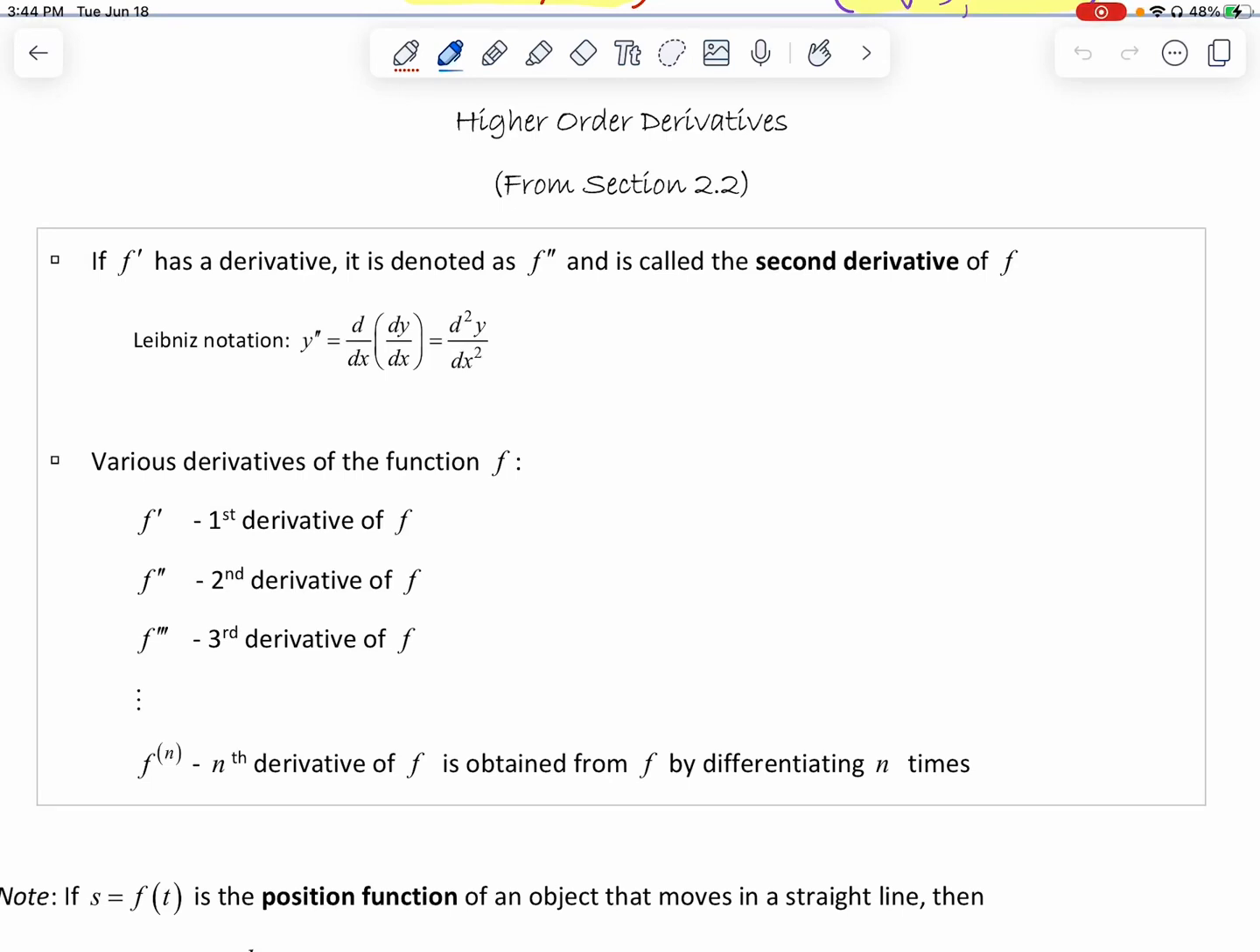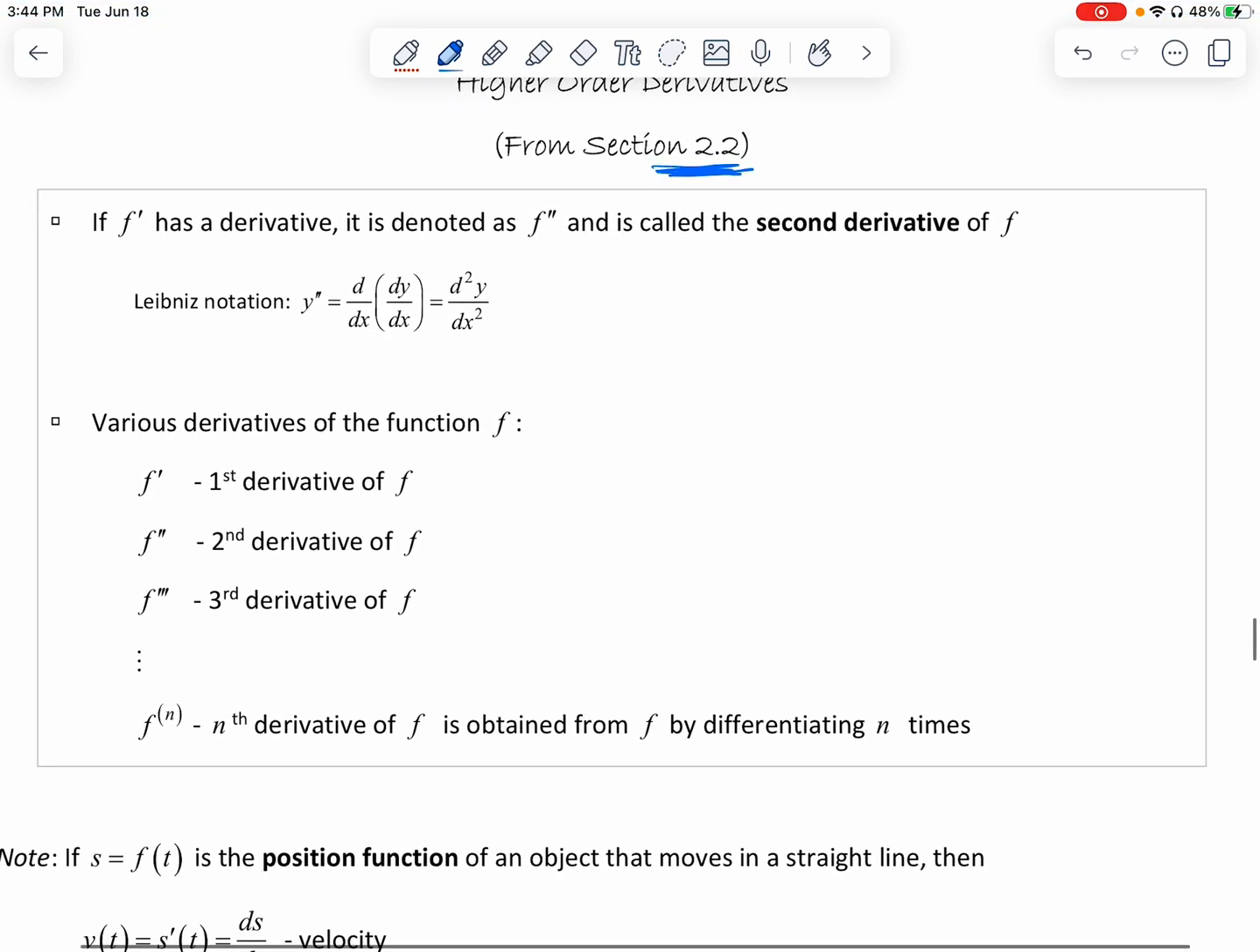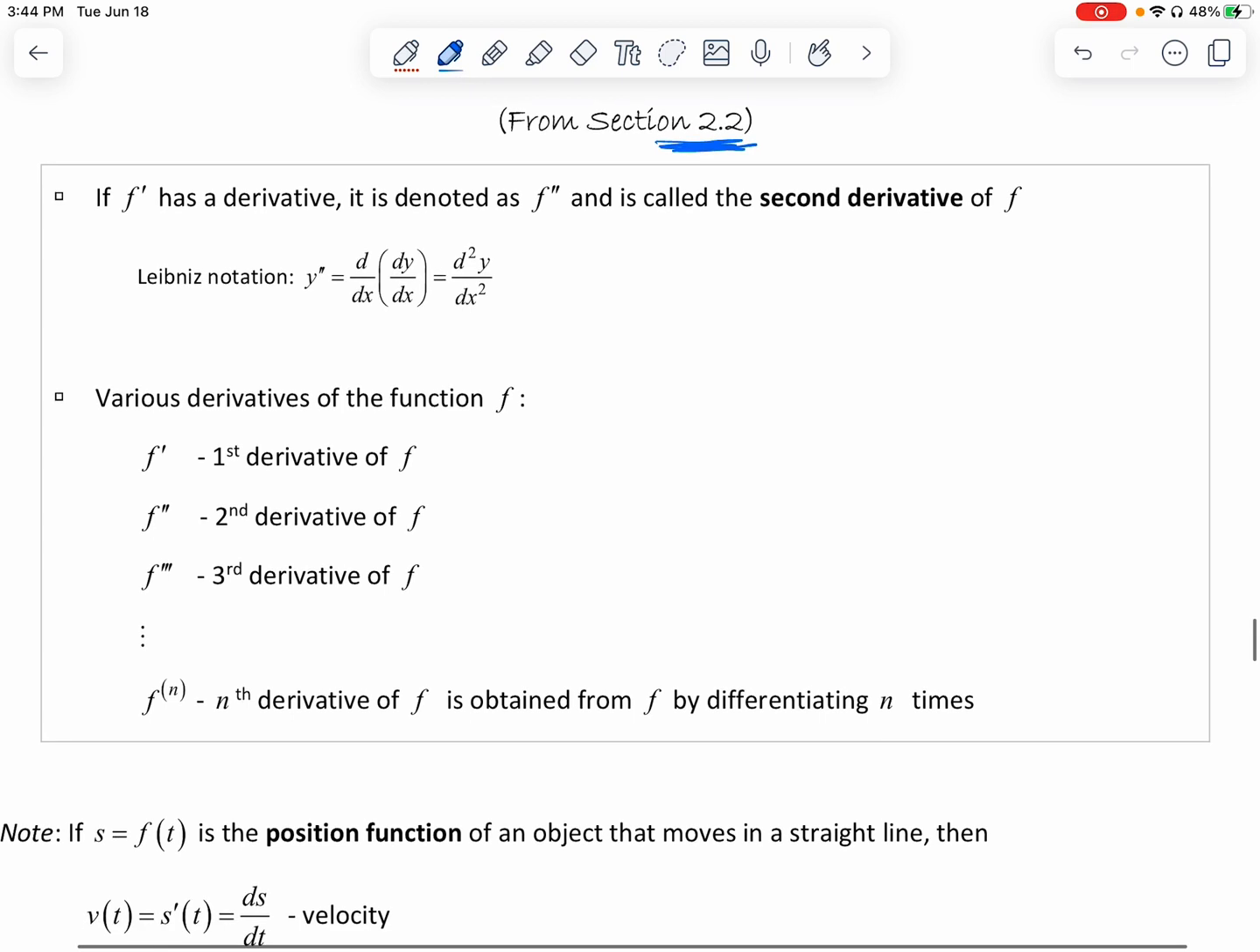Higher order derivatives were actually introduced in section 2.2, but I'm covering them here in 2.3 because they're so much more fun once we have the derivative laws. So a little flashback to 2.2 to bring back this topic. Higher order derivatives: remember, when we take a derivative, we're getting a brand new function that's a function in its own right.